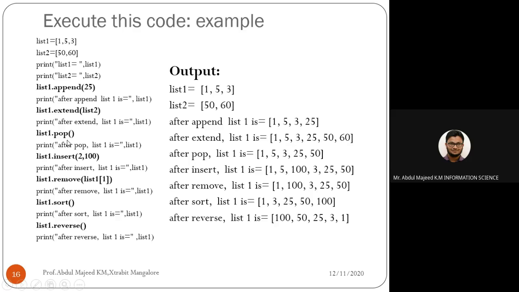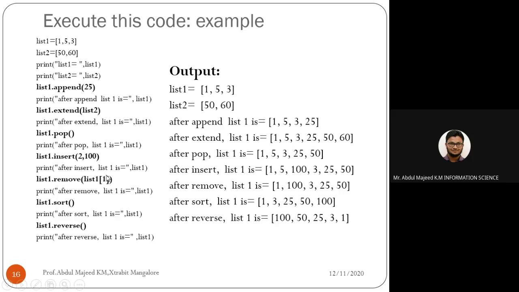Next one, pop function. If I apply the pop function here, you can see the last added element, 60, will be removed. So we get a new list. Then we are performing the insert operation, insert 2 comma 100. That means insert 100 at position 2, index 2 of list1. So you can see 100 is inserted at position 2. Why position 2? Because positions start from 0, so it is 0, 1, 2. Similarly, remove list1. Remove the element which is located at index 1.